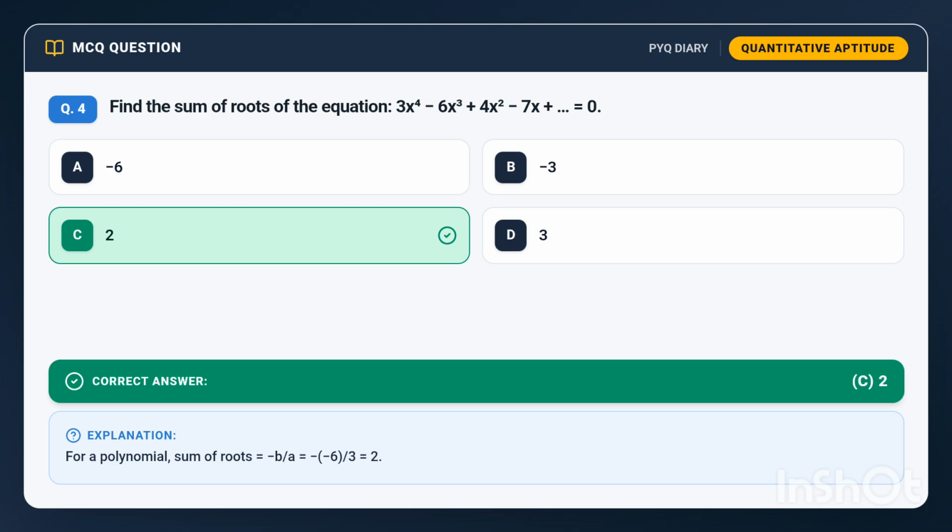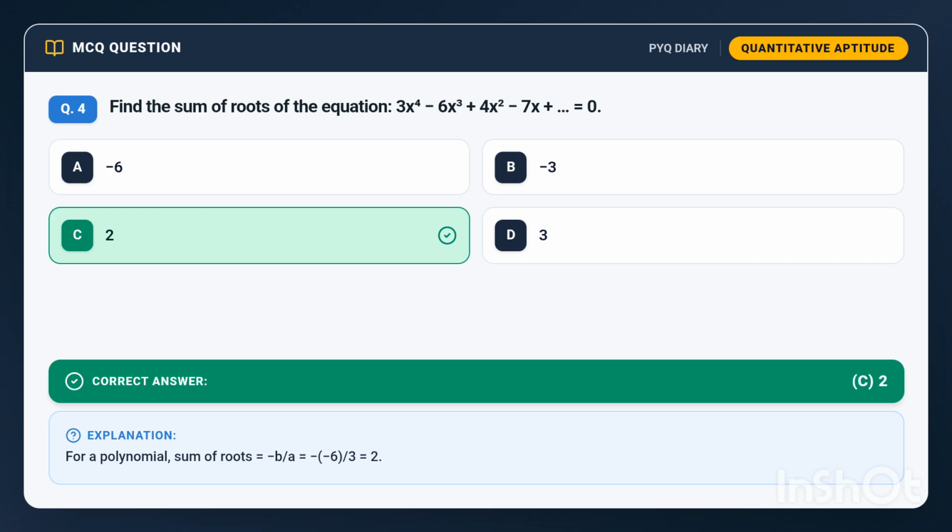For a polynomial equation, the sum of roots is given by the formula minus b divided by a. Here, a is 3 and b is minus 6. Therefore, the sum of roots equals minus of minus 6 divided by 3, which is 6 divided by 3 equal to 2. Question number 5.